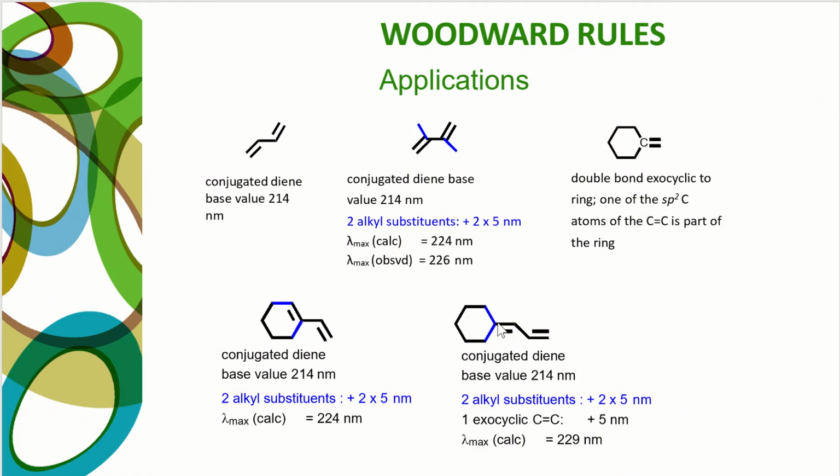All right, so let's look at another molecule. So here we have this conjugated diene with the same base value. In this case, we have two alkyl substituents as well, but they're on the same carbon. And we're also adding 5 nanometers for one exocyclic carbon seen here. So because we have the double bond being exocyclic, we're adding another 5 nanometers. So if we add them all up, that is 214 plus 10 plus 5, we get 229 nanometers for this molecule.